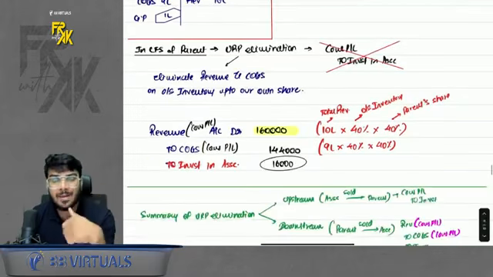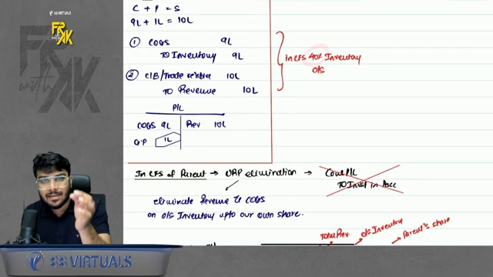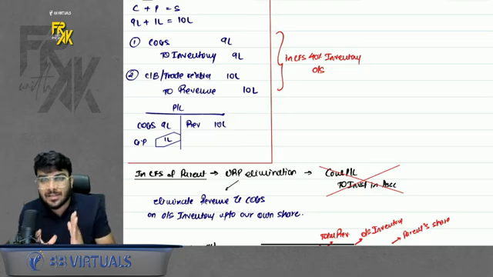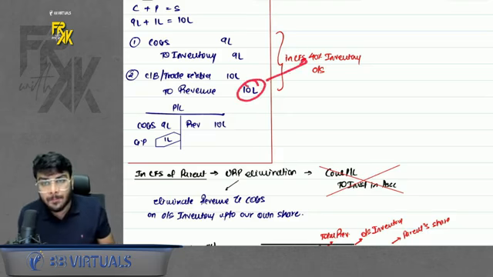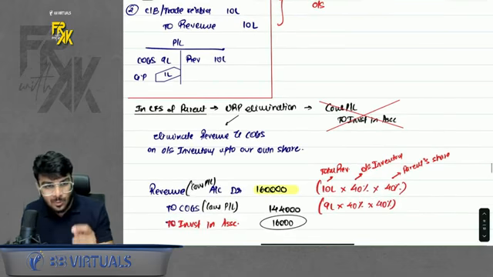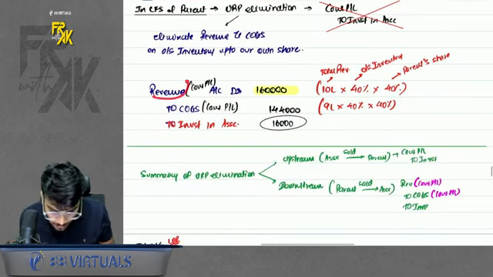How much will I eliminate? So how much is the outstanding inventory? 40% is the outstanding inventory. I am not saying this, the question has mentioned this. 40% out of this 10 lakhs is the outstanding inventory. So I will eliminate 40%, but in an associate we eliminate only up to our share. So I will eliminate the revenue.